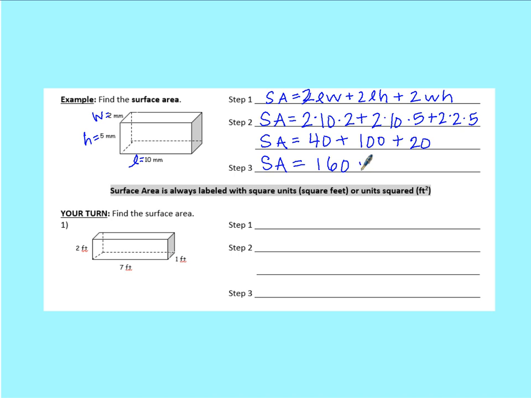And we're talking about area this time, so we're going to use millimeters squared. We use squared units, or units squared, for our area problems, and we use the little exponent of 2 here. Instead of cubed units, we're talking about square units this time. Go ahead and pause the video and try the your turn problem by yourself.